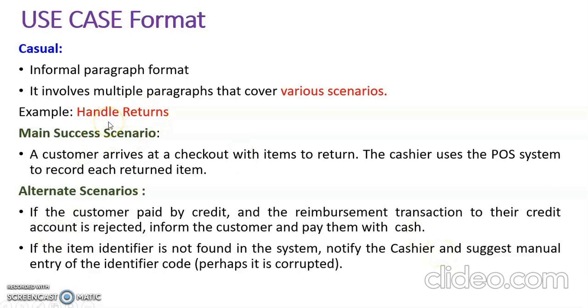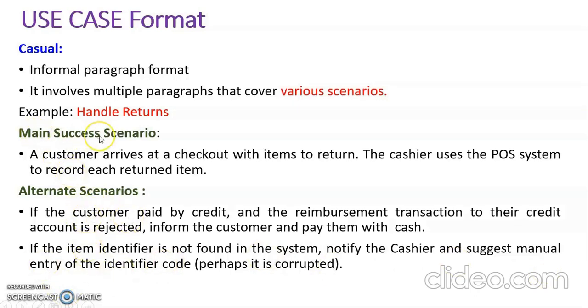Assume he wants to return some item, but at the time of recording the item identifier, it is not found in the system. How to manipulate the situation? If the item identifier is not found in the system, then notify the cashier and suggest a manual entry of the item identifier. So these are all the possible scenarios.